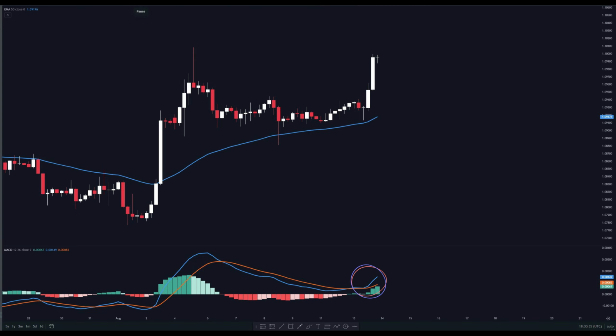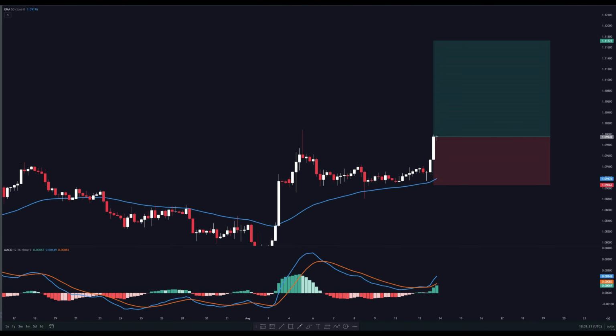And we can see that the MACD line crosses above the signal line. And when we combine MACD with EMA, the MACD lines can be above or below the histogram. It does not matter. The only thing that matters is the crossover. So now we can open a long position here.